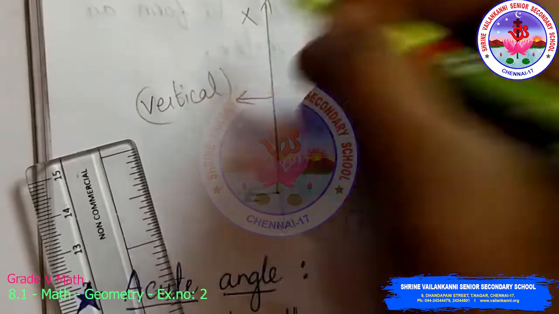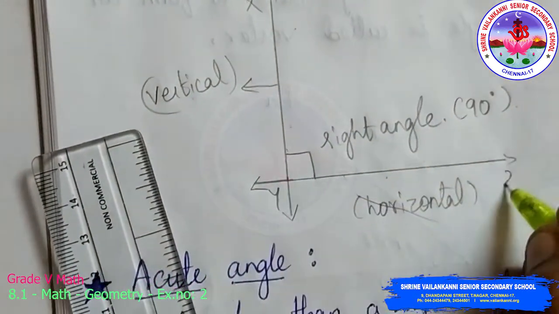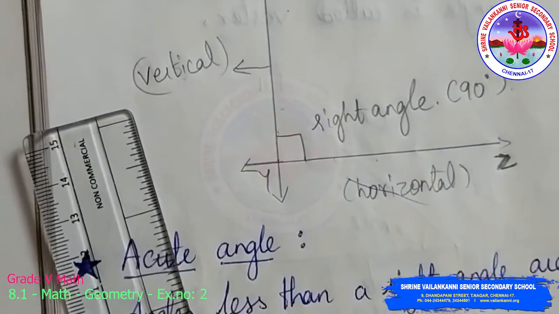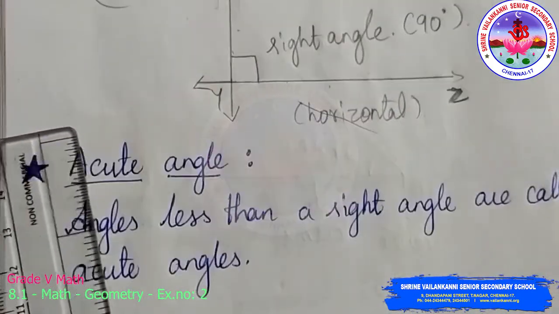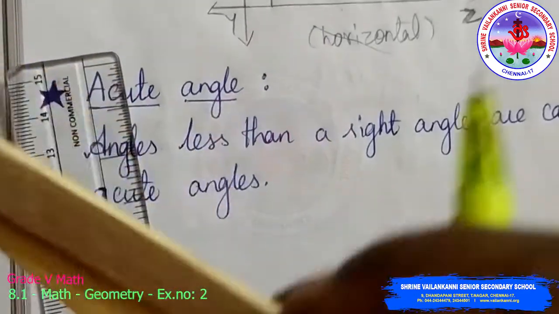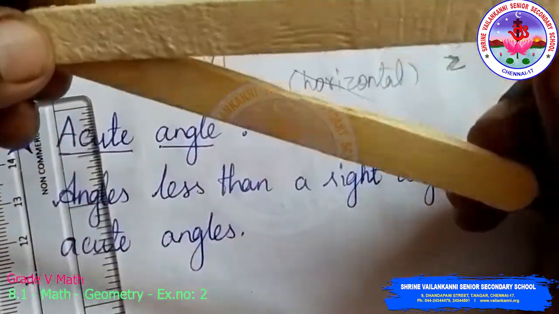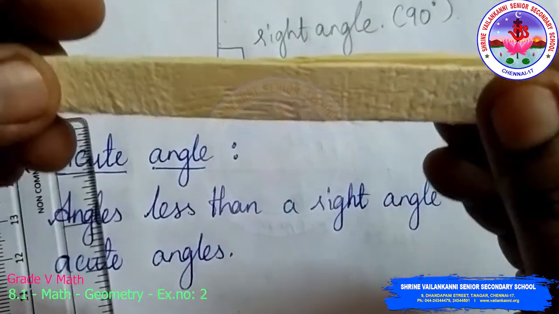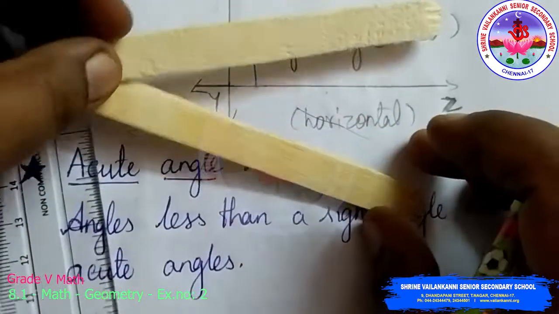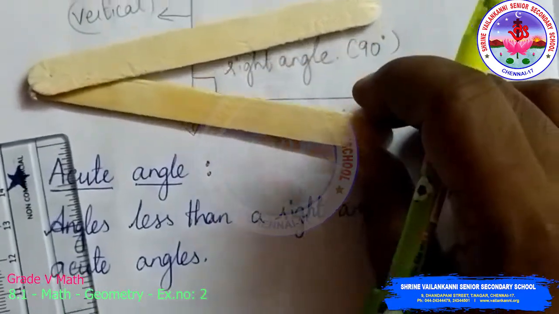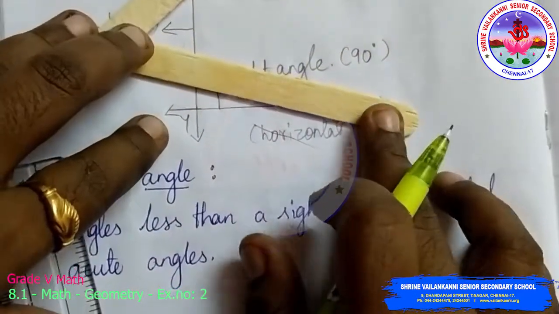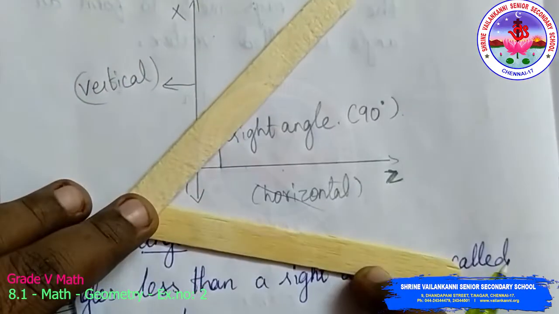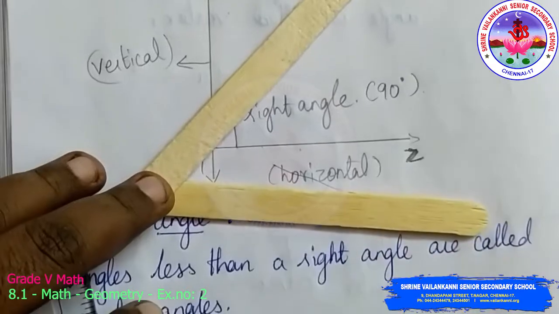You can also mention the angle like X, Y, Z. I'm right now using alphabets, but you can use any alphabet. Here I'll show you with an example of a stick. See, I have two sticks joined together. I'm going to consider this as one ray and this as another ray, which are generally said to be the arms of an angle.